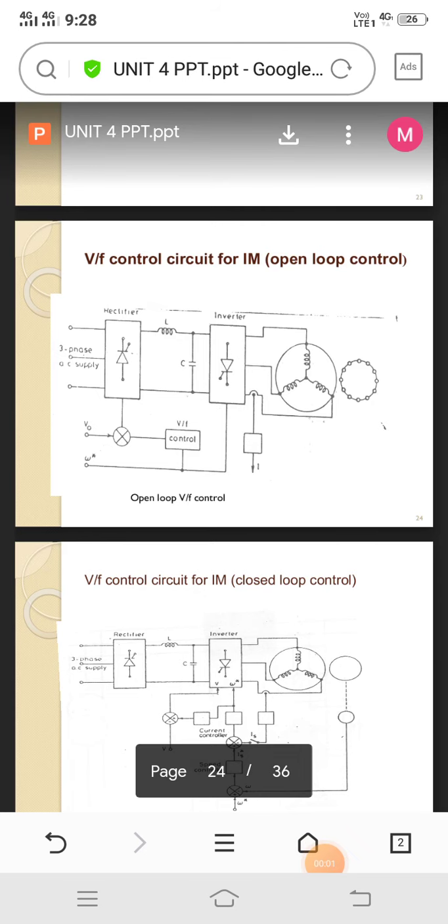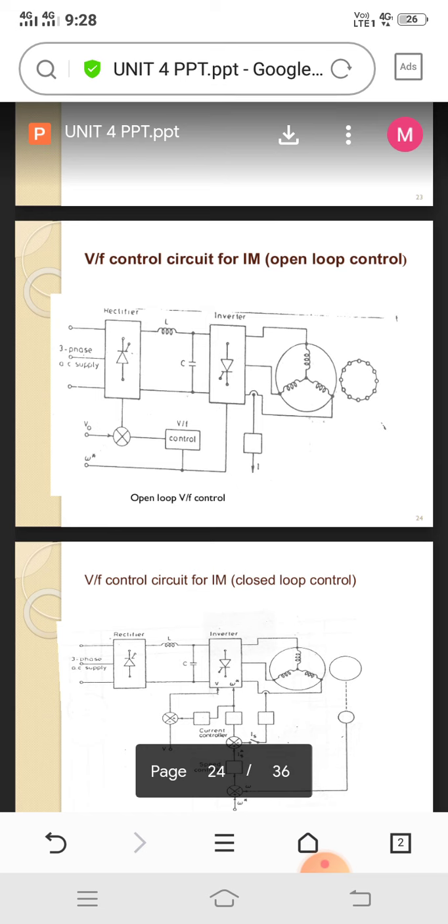Now let us see the V by F control circuit for induction motor, that means open loop control. This is not closed loop control. So this title or this topic can give an improper output because this is an open loop system. Okay, no problem. Let us see the V by F control circuit of induction motor.